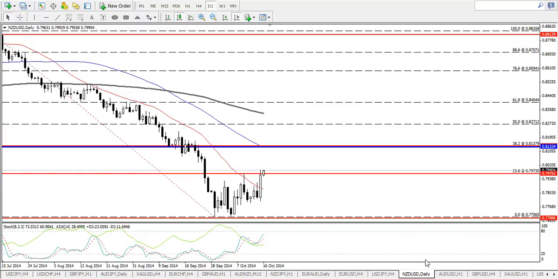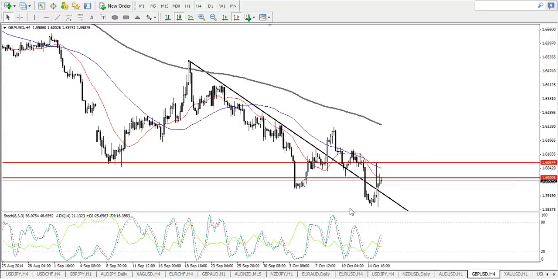All right, so that is for Kiwi against the US dollar for you. Next, we shall look at the pound against the US dollar.